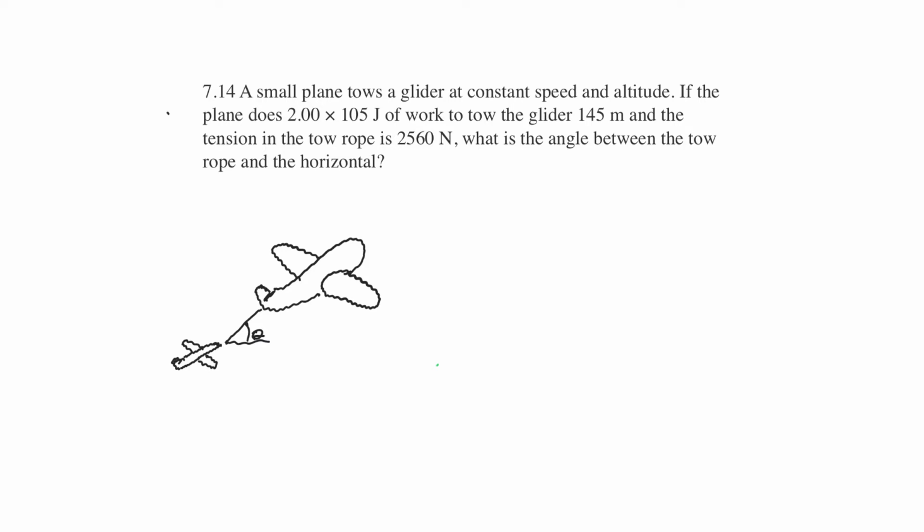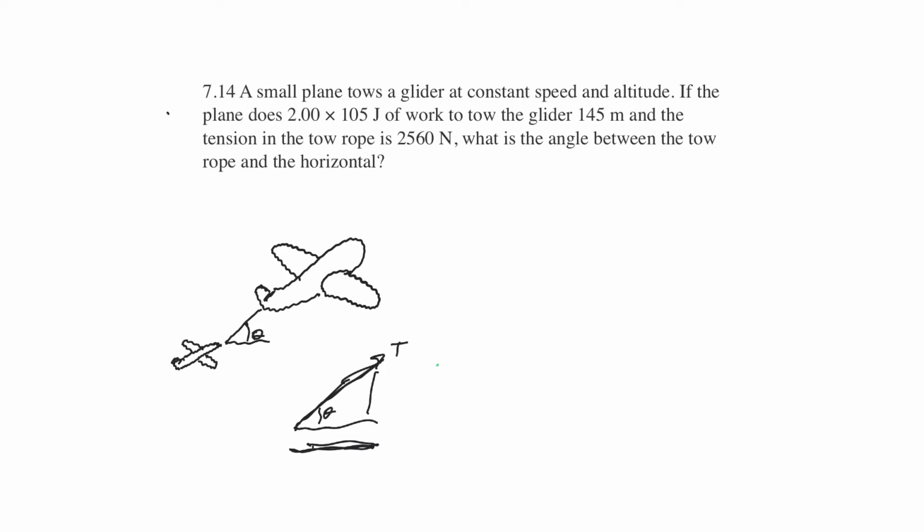Okay, so if you remember, just using a little bit of trigonometry, the tension in the tow rope is this hypotenuse. That tension is not going in the same direction as the tow. The tow is going to be going this way. Constant altitude, constant speed, so the plane is not lifting the glider higher in the sky. He's simply taking the glider across the sky.